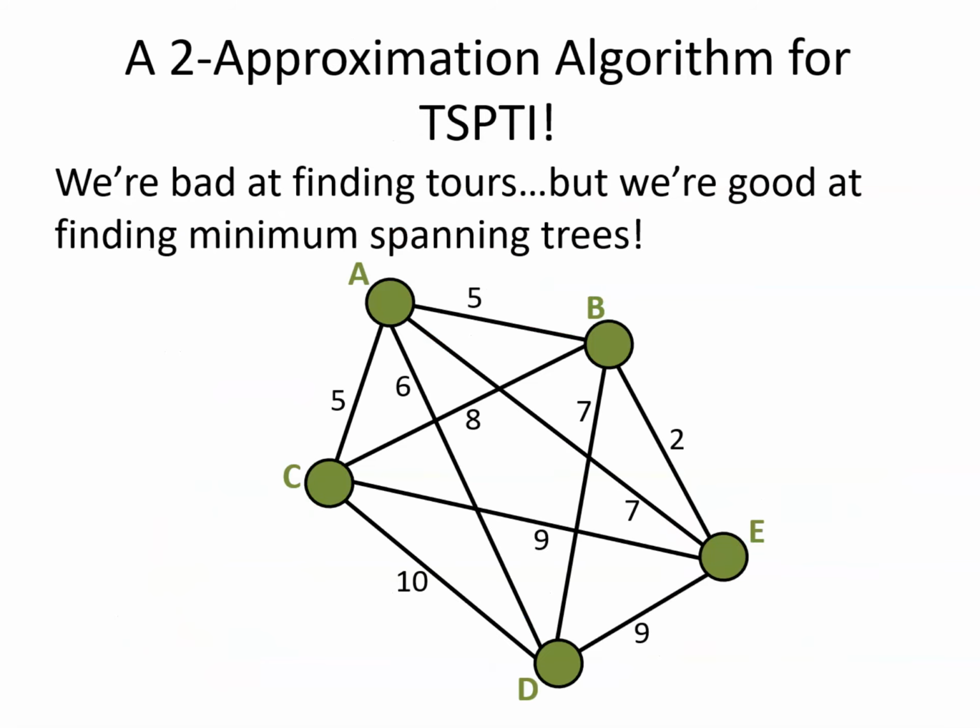First off, we observe that we're bad at finding traveling salesperson tours. It's a tricky thing to do. But one thing that we're good at in a graph with distances in it is finding minimum spanning trees. So the first thing that we're going to do is find a minimum spanning tree of our graph.